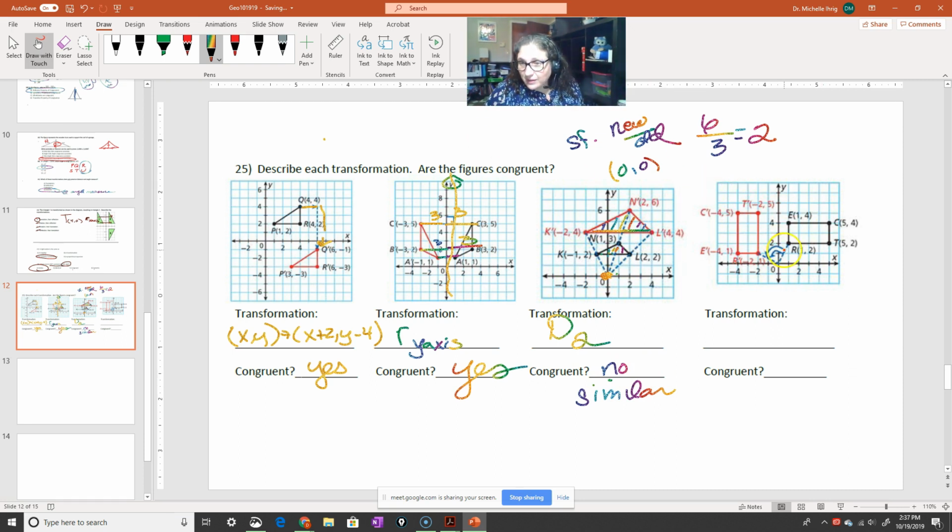Last, it has this nice little arrow telling you, ha, I turned it. It was a rotation of 90 degrees. Remember, it's counterclockwise. We always assume it's counterclockwise unless it tells us otherwise. If it is clockwise, we would have done negative 90 degrees. So if it went from here to here, we would have said negative 90. And yes, it is congruent because it is a rotation.